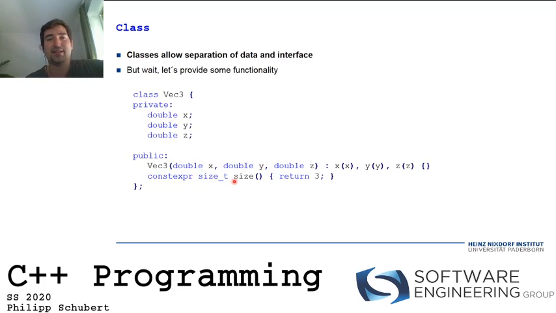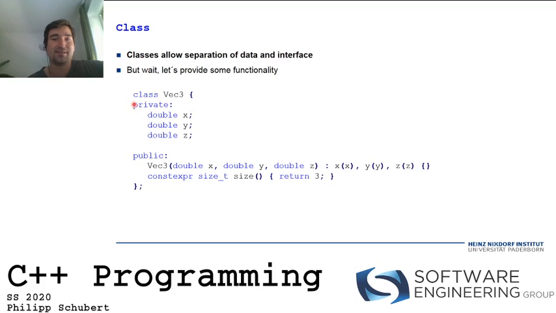So a member function, like all functions, has a name, it has a parameter list, which is empty at this point. It has a return type, size_t. Again, size_t is just the typedef for unsigned long or something similar. And we also declare it to be a constexpr function. And of course, this function is also associated with a function body, and we just return 3 because, I mean, that's the idea.